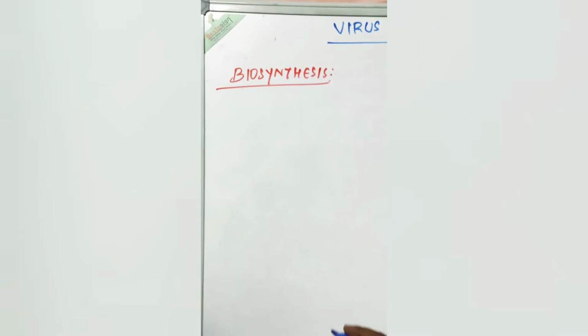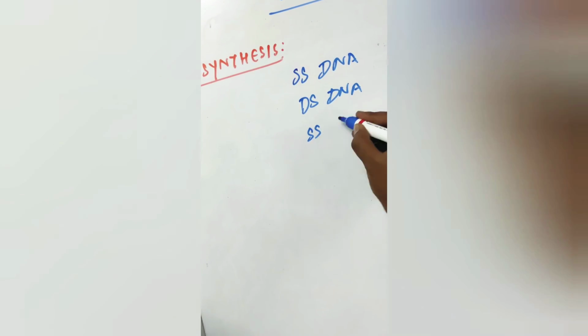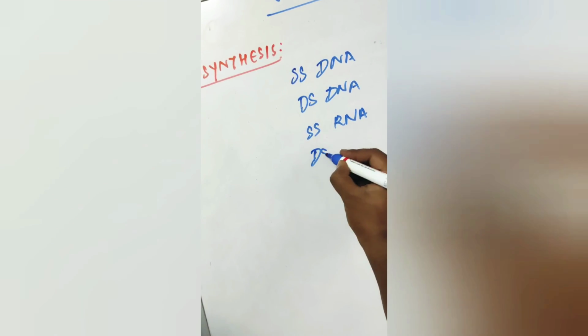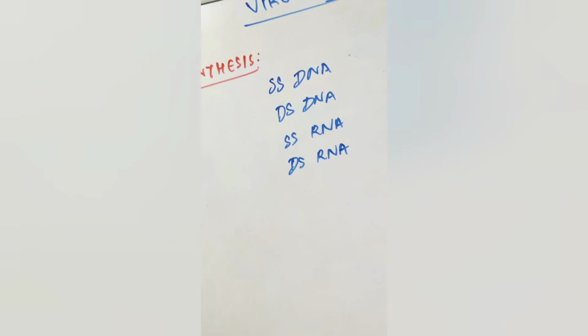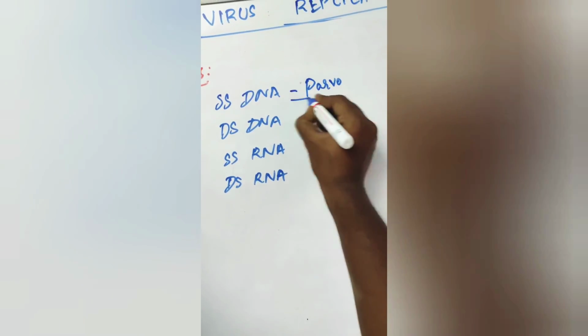There are 4 different types of viruses: single-stranded DNA virus, double-stranded DNA virus, single-stranded RNA virus, and double-stranded RNA virus. Single-stranded DNA virus, like parvovirus.